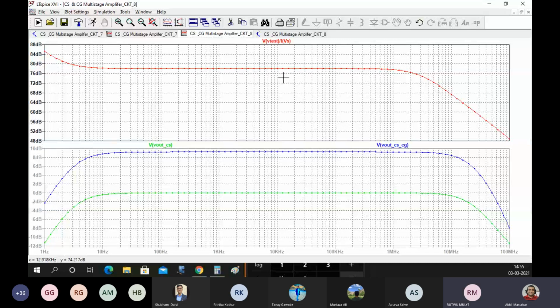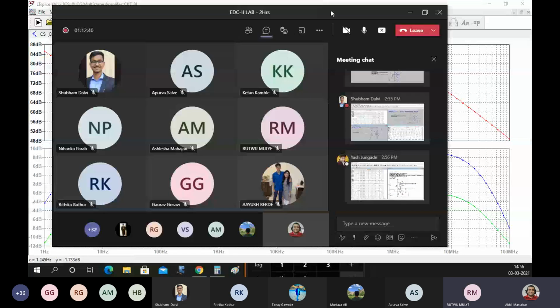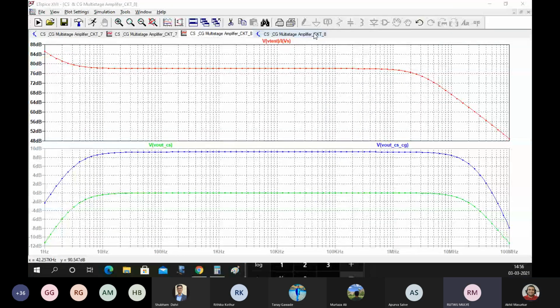Yes, sir. Thank you. Now I have one question for you, Rutvij. Now how will you plot output impedance? Sir, the V out, that test point divided by the load voltage.